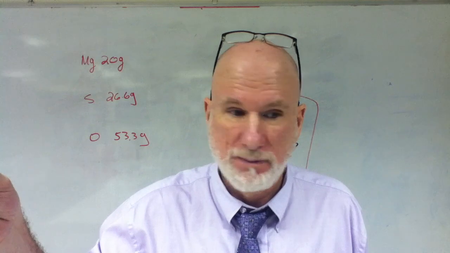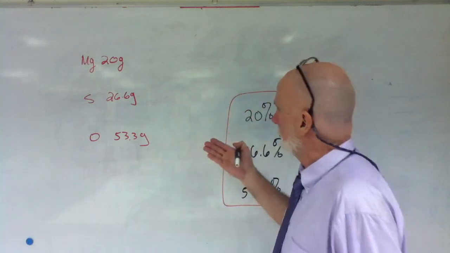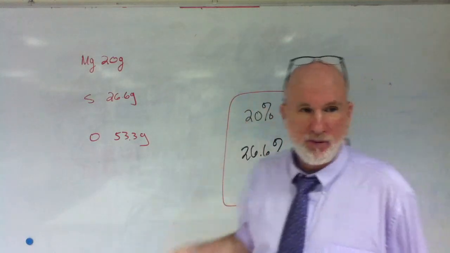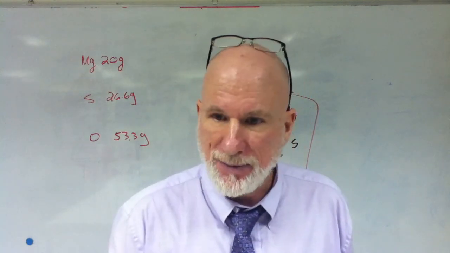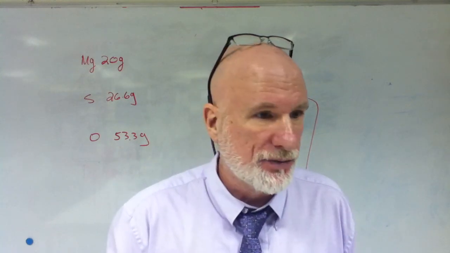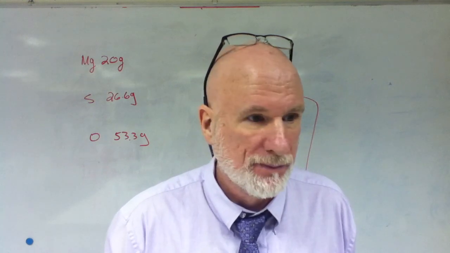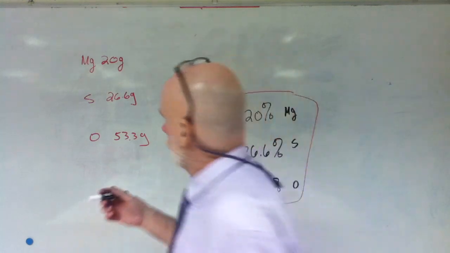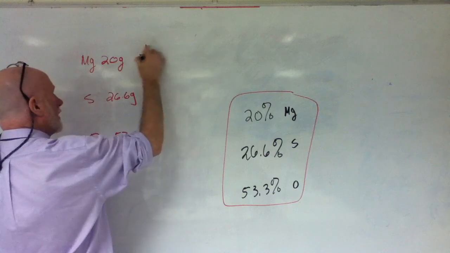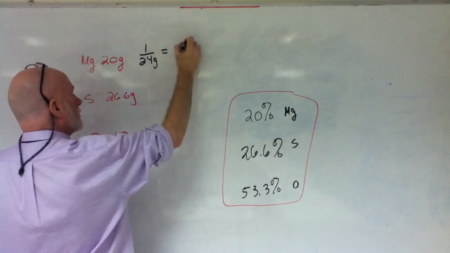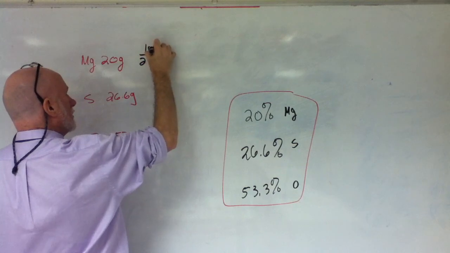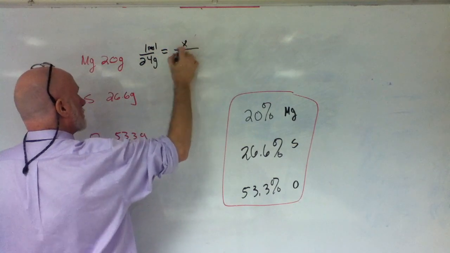I put it on the board. Where did I put it? I had it on the board before. What was it? 24 AMUs, right? It's right off your periodic table. So what's the mass of 1 mole of magnesium? 24 grams. So I know that it's going to be 1 over 24 grams, right? Equals, this is moles, X moles over 20 grams.